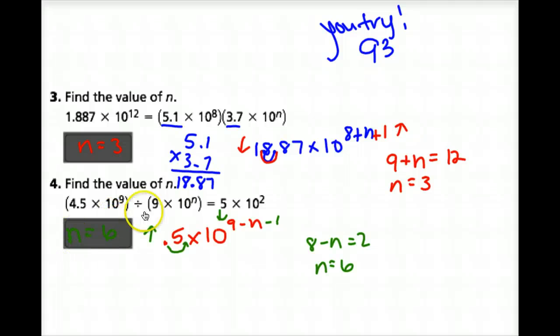Same thing over here, except you're going to be dividing. 4.5 divided by 9 gives me 0.5 times 10 to the 9 minus n. Well, of course, we have to move this over. So when we move this over 1, it makes it a larger number, which makes this exponent a smaller number. So we have to subtract 1. So we get 9 minus 1 is 8. 8 minus n equals 2. So 8 minus what equals 2? 6. So n equals 6.